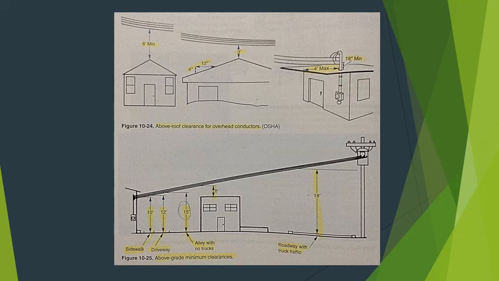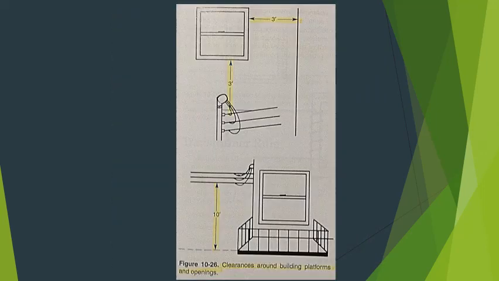At building openings, figure 10-26, A, not less than 10 feet above all finished surface platform or other accessible surface. B, no less than 3 feet from a window in any direction except above the window. Additional information regarding clearances is found in section 230.24 of the NEC.